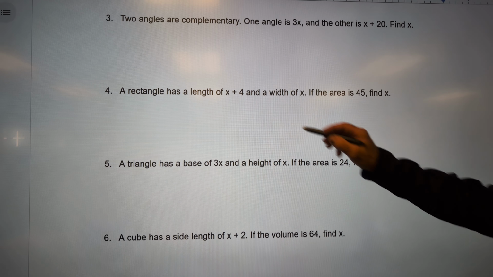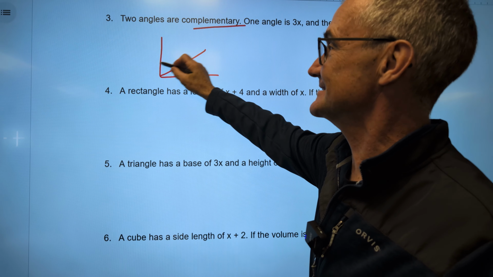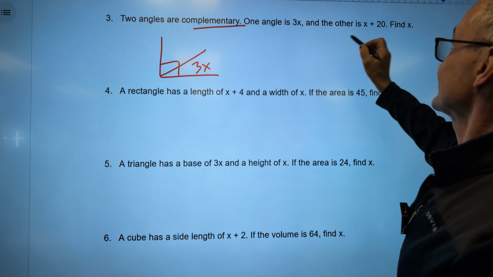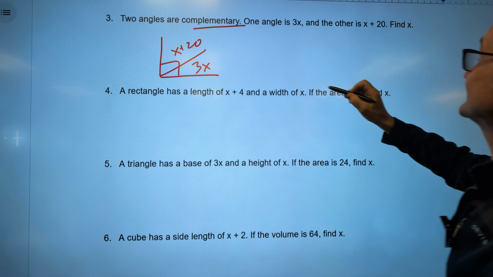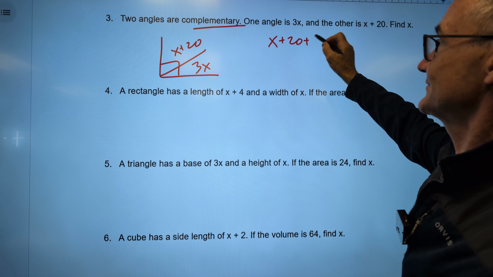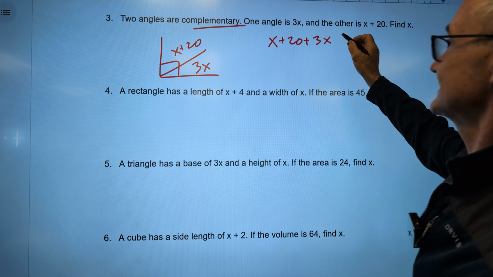Problem number 3, two angles are complementary. That means they add to 90 degrees. One angle is 3x. The other angle is x plus 20. And then I know the two of them together are complementary, adding to 90. From problem to picture, picture to equation, x plus 20 plus 3x equals the sum of that, 90.